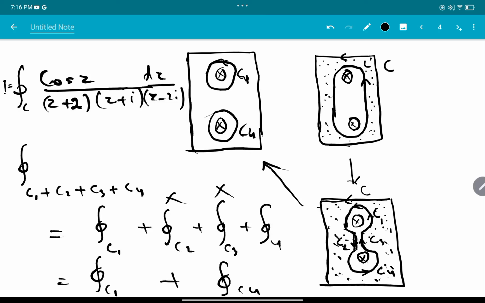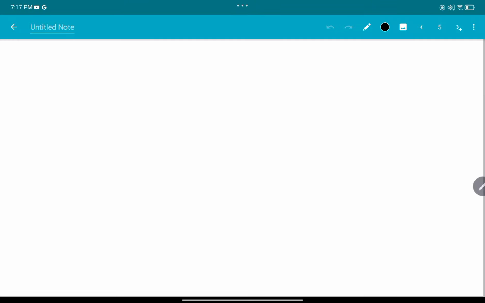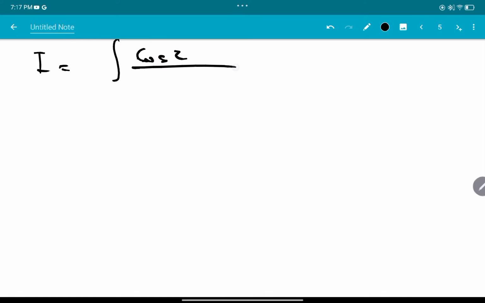So we will treat this as if we have two separate problems. In one problem we have a singularity inside this path, in another problem we have a singularity inside that path. Now it is quite easy to evaluate this integral. We will start with this. Let I be equal to the integral of cos z divided by (z plus 2) into (z plus i) into (z minus 2i).